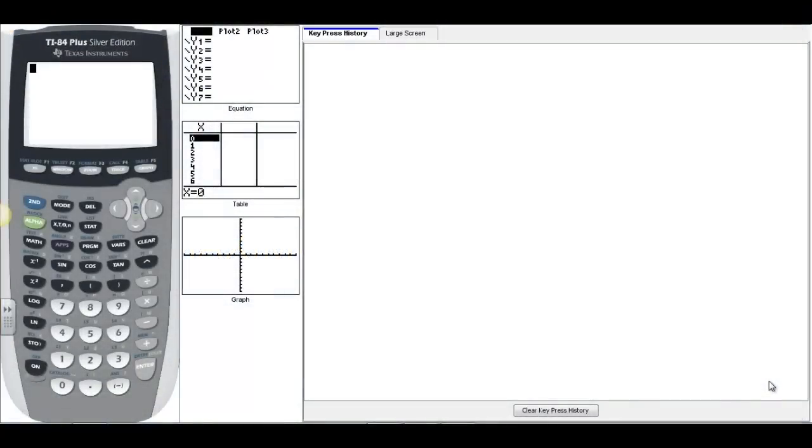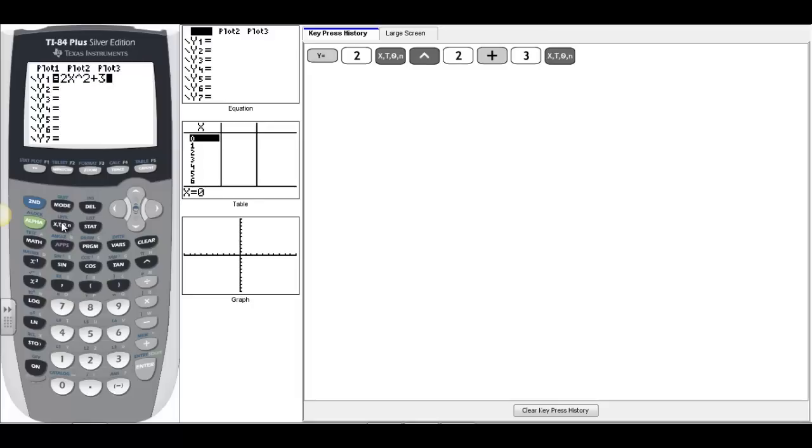Now let's look at how to find a maximum or a minimum on a graph. First, we need an equation. So let's come over here to y equal. And let's say, let's do 2x squared. So 2x and then caret 2, plus 3x, minus 4. Totally random. All right.